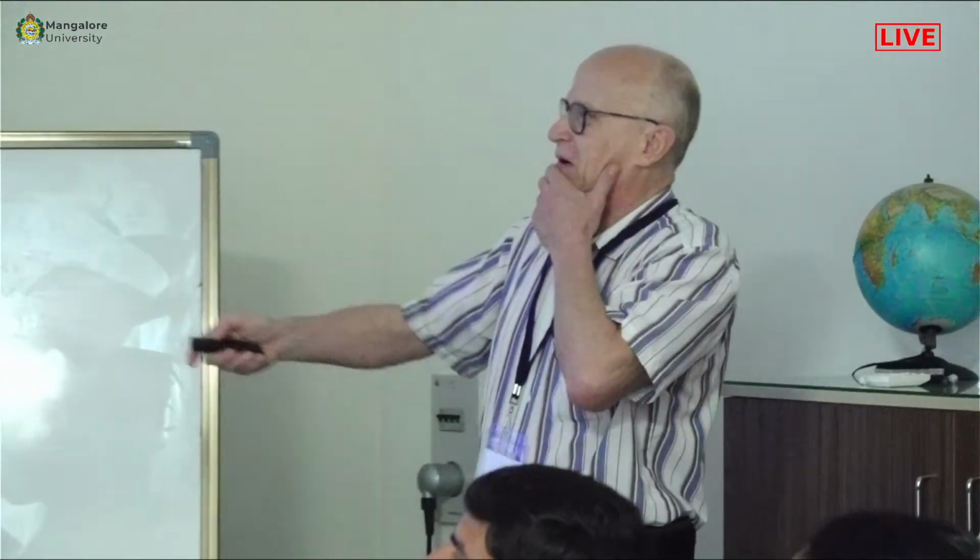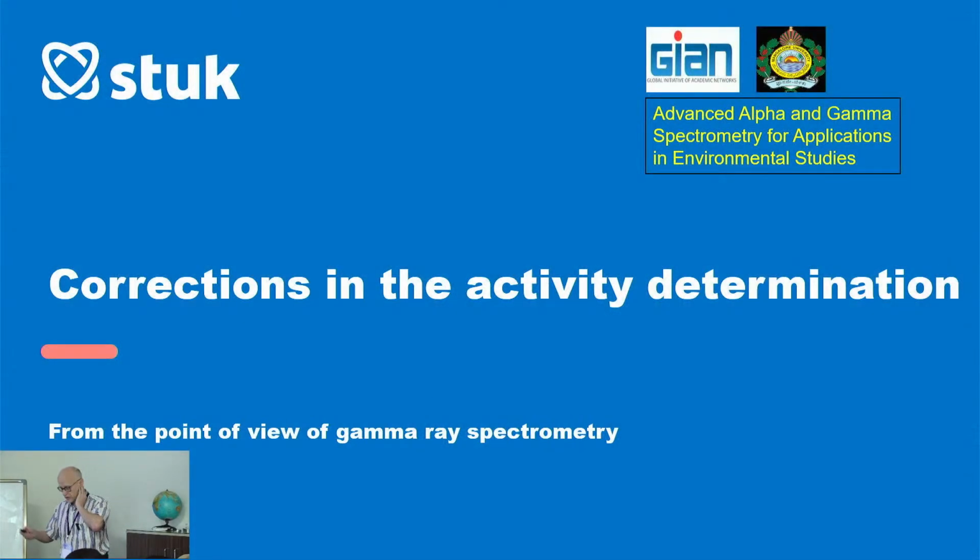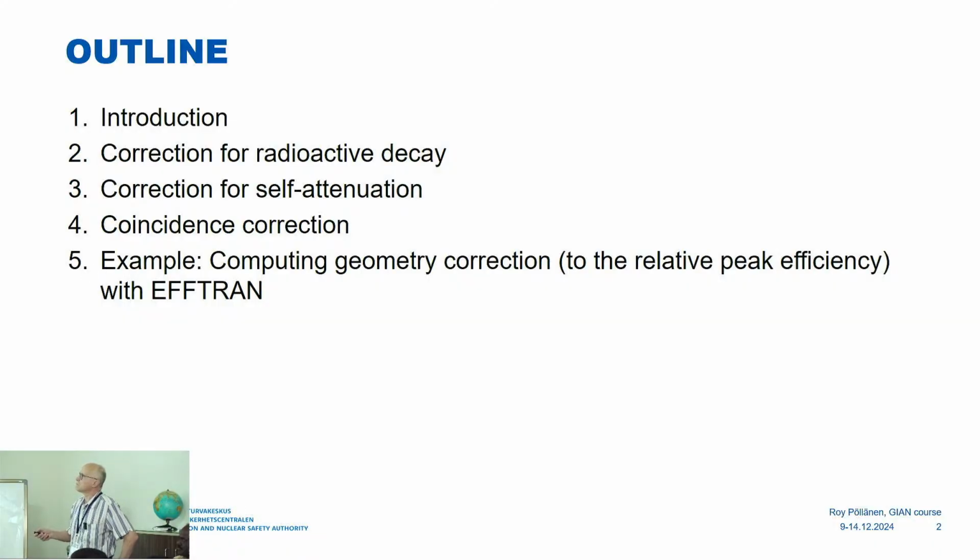All right. Here I talk about corrections mainly from the point of view of gamma ray spectrometry, but of course these corrections can be used for alpha spectrometry too. So these are the main corrections: radioactive decay, self-attenuation or self-absorption, and coincidence correction.